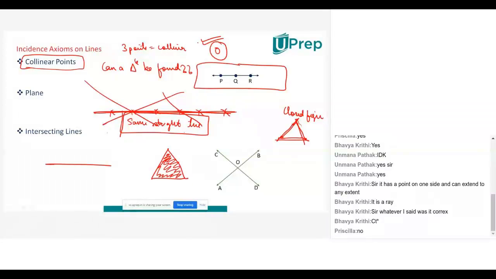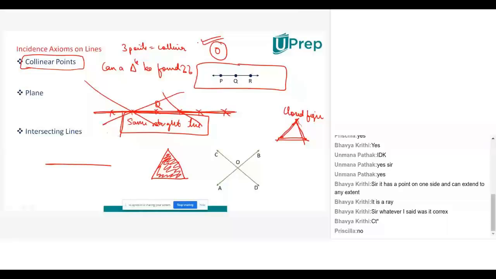Sir, so whatever I said, was it correct? Can you repeat? Actually, I'm using 2 screens. I do not know who's speaking. Tell me. Sir, so whatever I said, was it correct? What did you say? Can you repeat it? Sir, I said that if we take the Q point as a center point and if we just put R and P up diagonally, and if we join them both, we get a triangle. So was that correct? Correct.